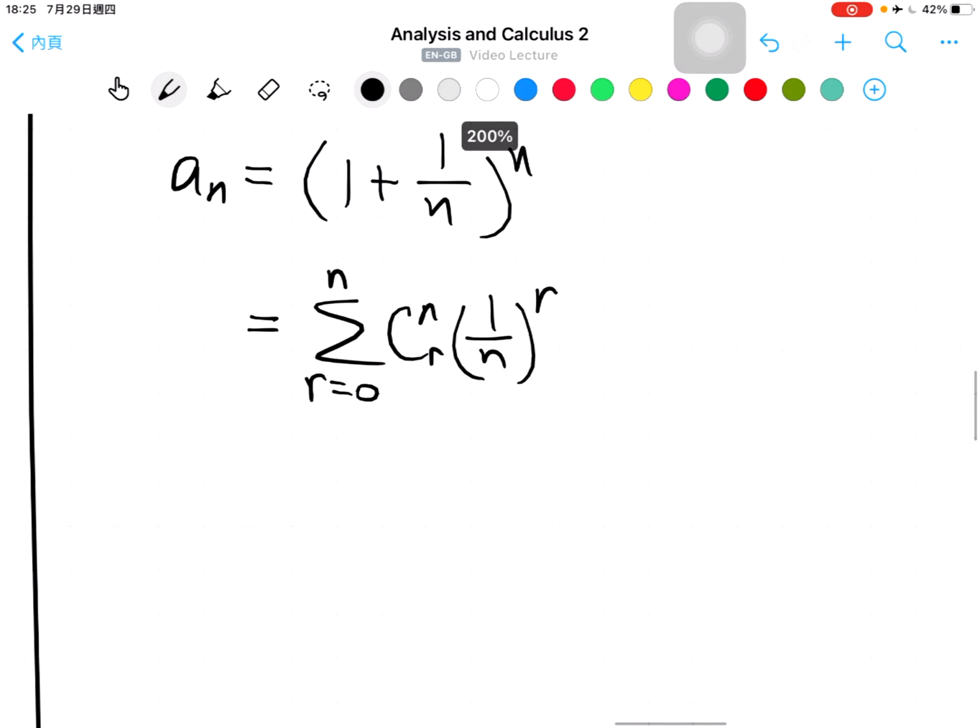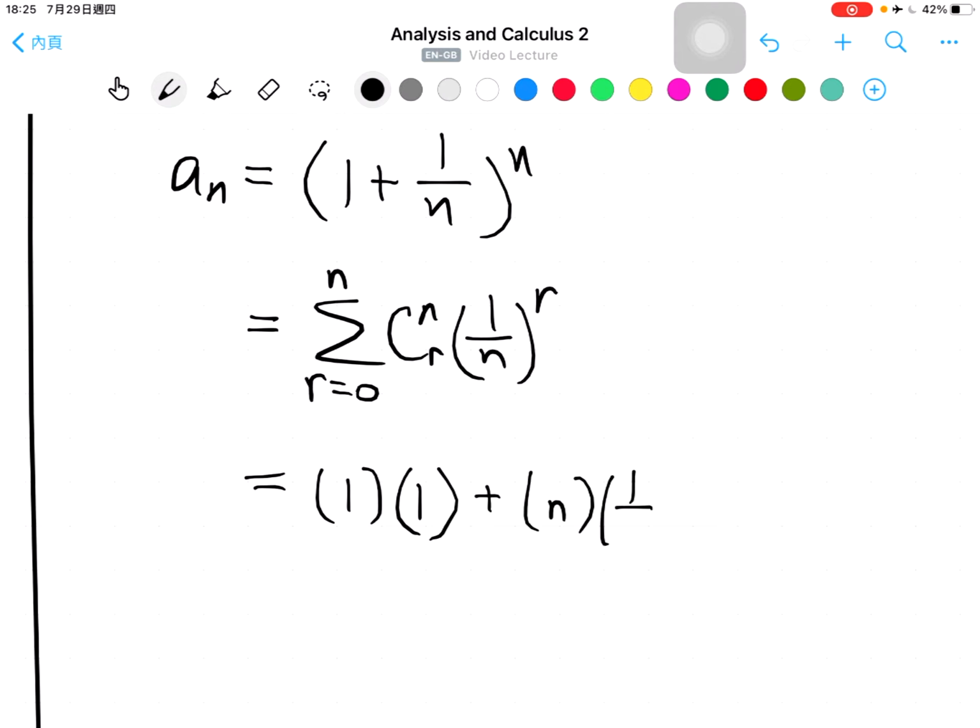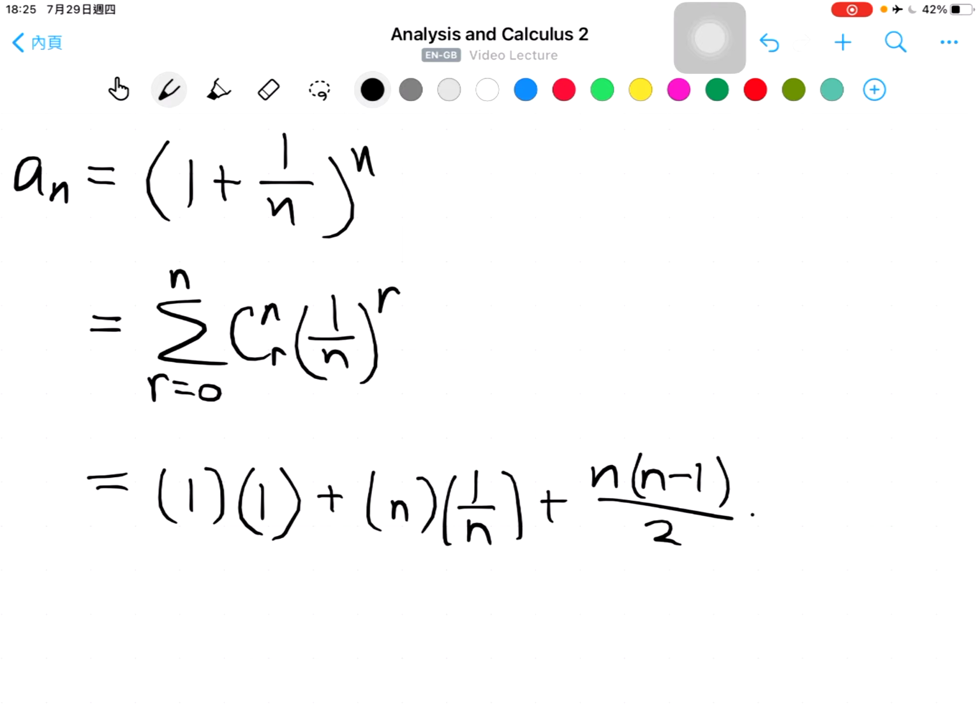Right? So let's expand this. When r is equal to 0, what do we have? nC0 is going to be 1, and 1 over n to the 0 is still going to be 1, right? And then plus, when r is equal to 1, we get n times 1 over n. And then n times (n minus 1) over 2, that's nC2, times 1 over n squared, and so on.